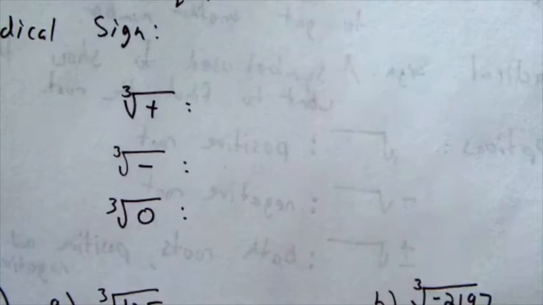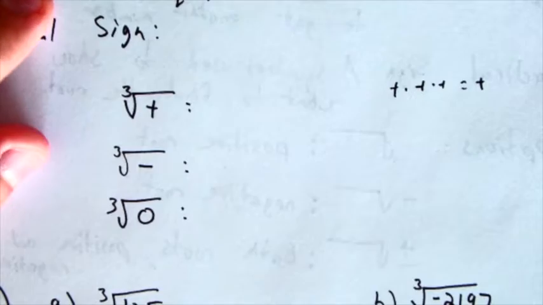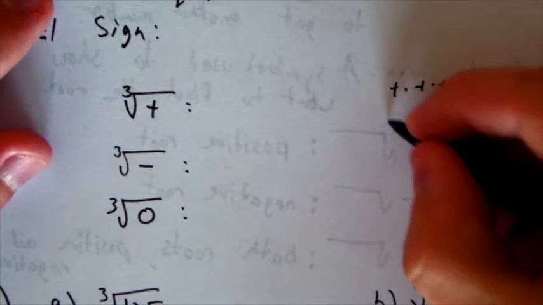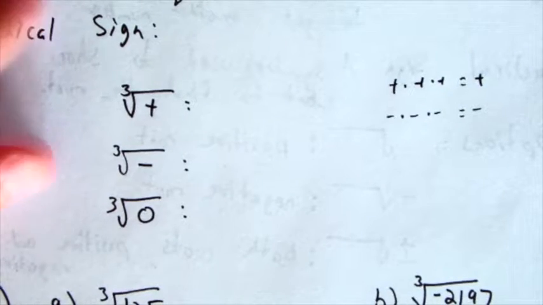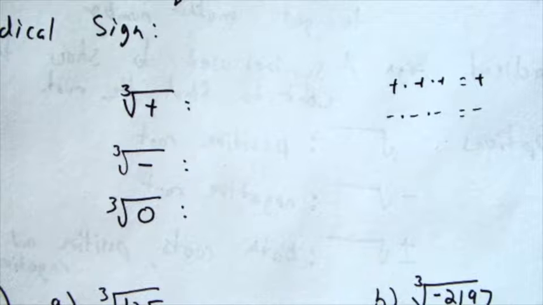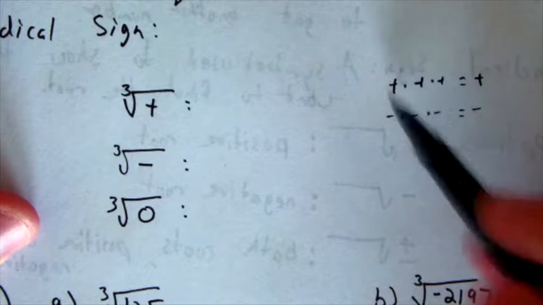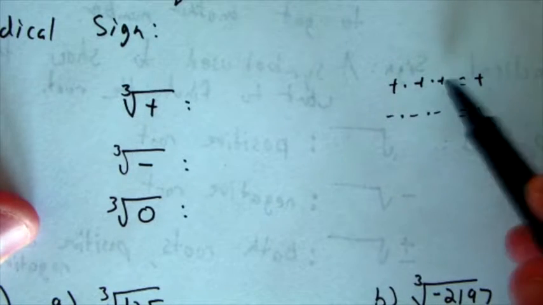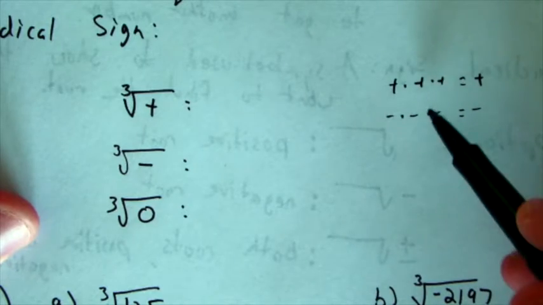The reason why is because if I have positive times positive times positive, I'm going to get a positive number. If I have negative times negative times negative, that equals a negative number. So the only possible answer could be positive, negative, or 0. You can't have a positive and negative cube root. And the reason why, again, is because a number multiplied 3 times together will always be the same sign as the number that is multiplied together.